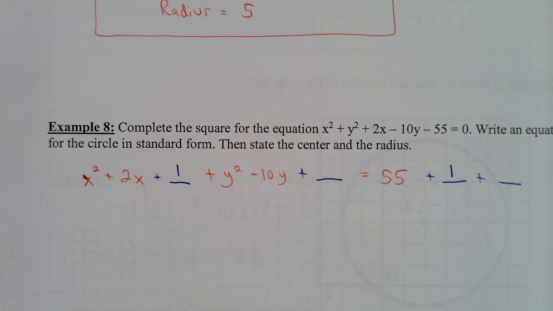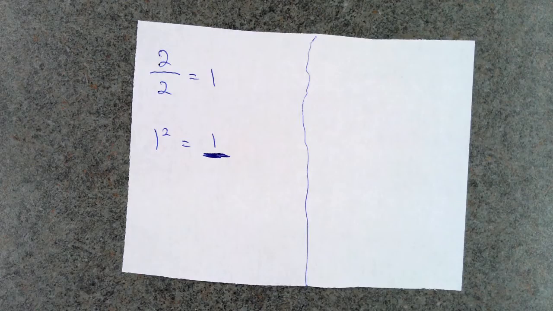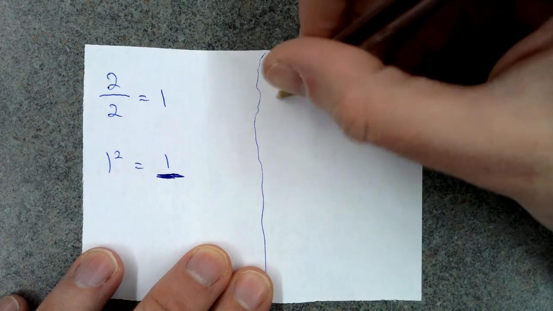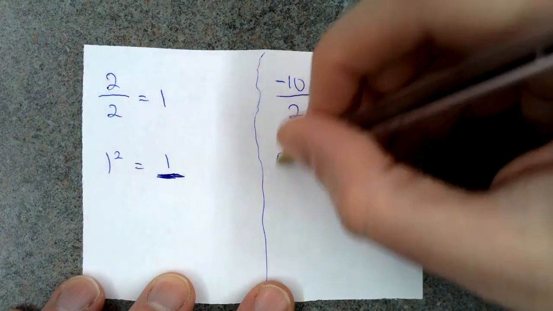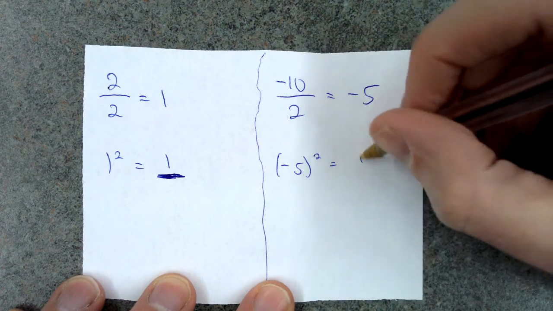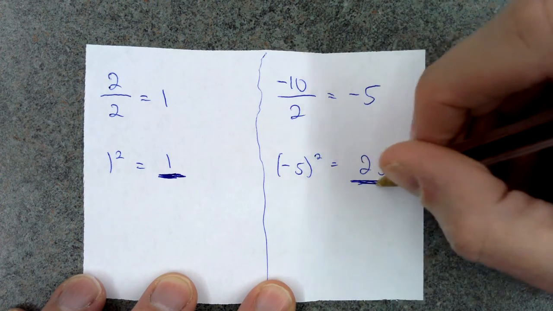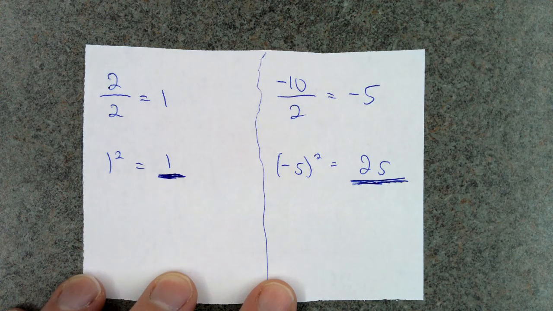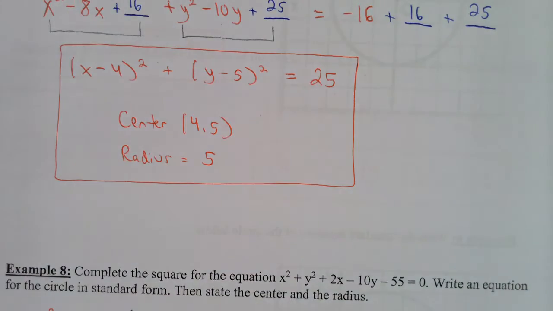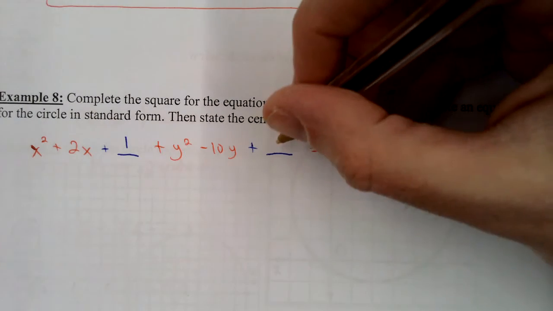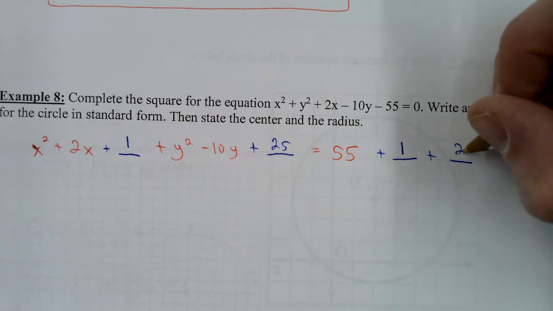Now let's do completing the square for the y's. We got negative 10 again. You might remember this already from last time. The last one was also negative 10. But same process. Negative 10 divided by 2 equals negative 5. Negative 5 squared equals 25. Plus 25, plus 25.